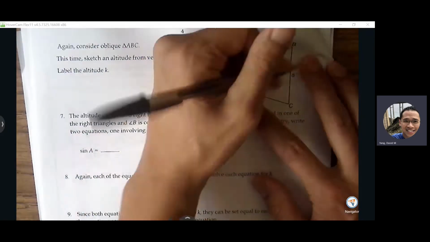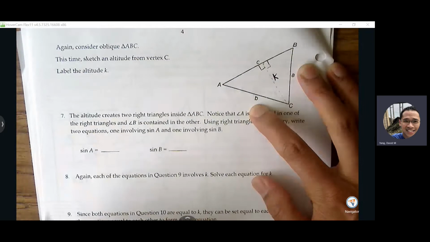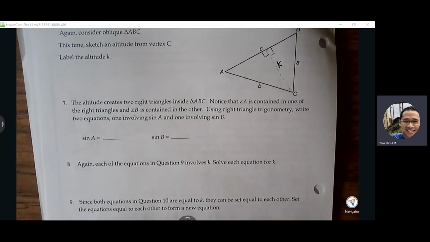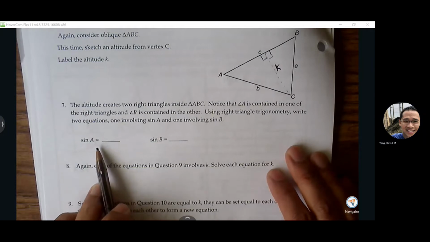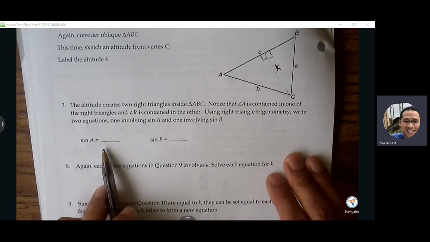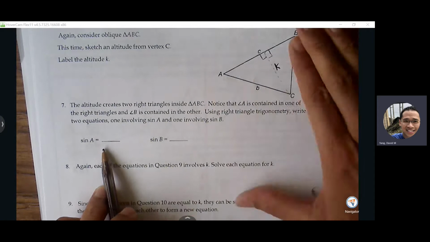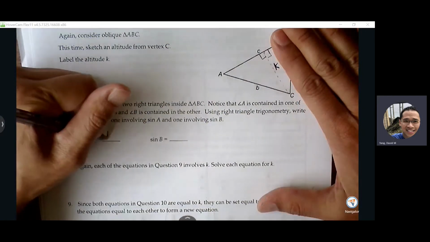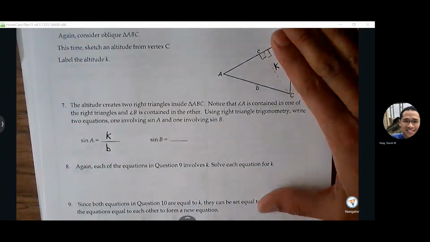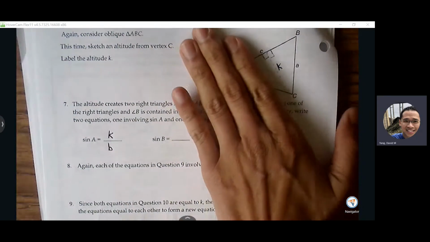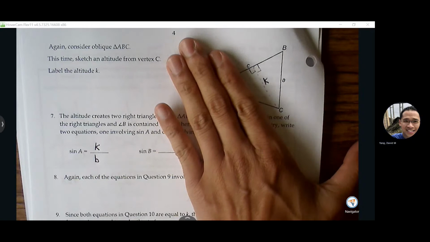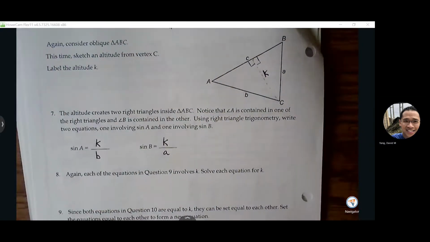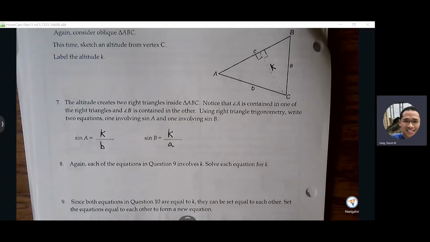Okay, we'll go ahead and label this K as well. Same idea. We're going to create a trig equation involving sine A and sine B. So sine of A is equal to what? K over B, opposite over hypotenuse. Sine of B is equal to K over B. Okay, same steps, cross multiply, solve for K.